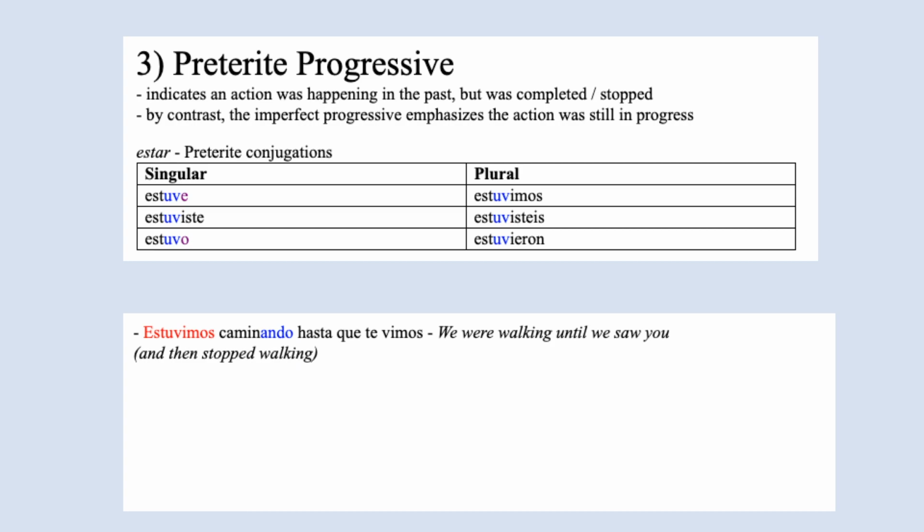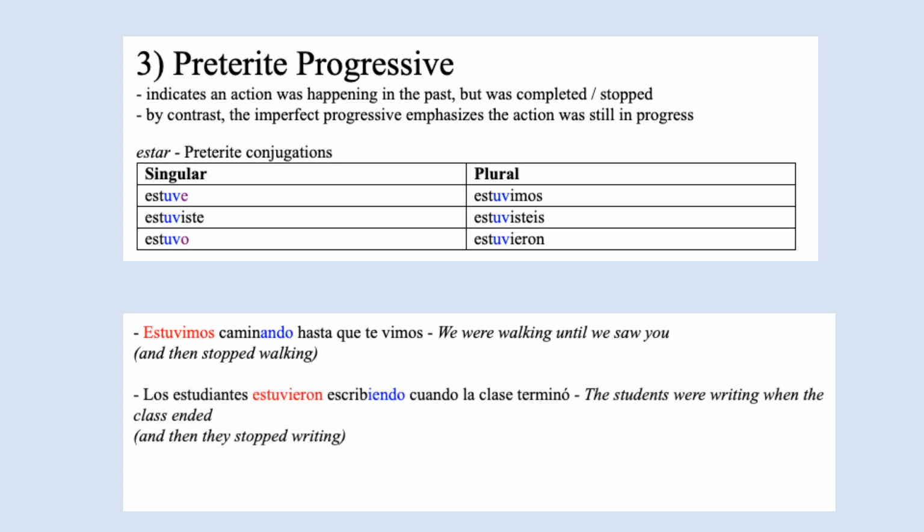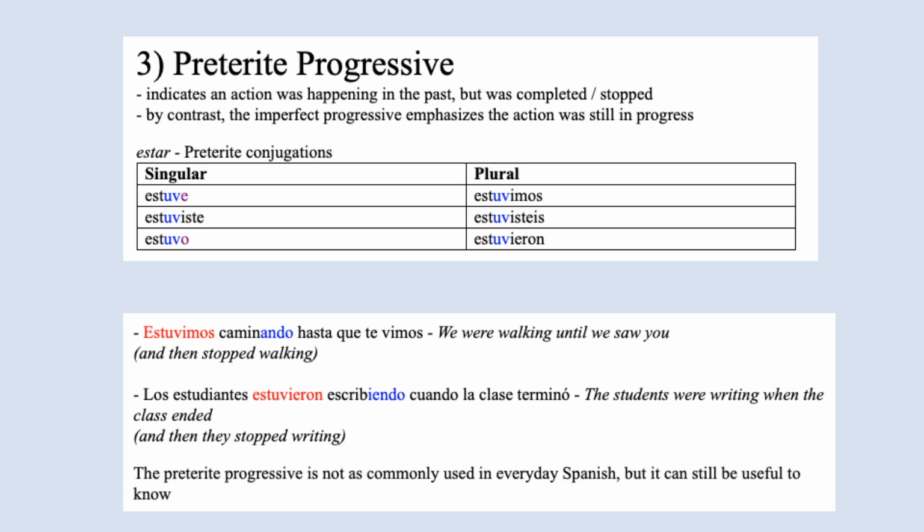Estuvimos caminando hasta que te vimos. We were walking until we saw you, and then we stopped walking when we saw you. Los estudiantes estuvieron escribiendo cuando la clase terminó. So the students were writing when the class ended, and then when the class ended, they stopped writing. The preterite progressive is not as commonly used. You will more often use the imperfect progressive, but it can still be useful to know regardless.